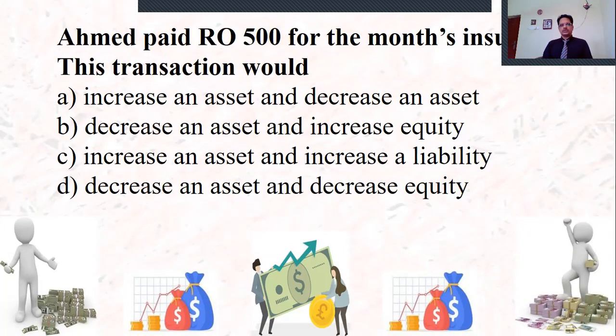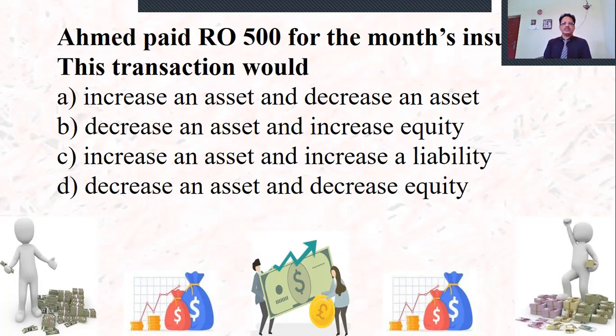So first question. It's a medium, moderate question, but it can be considered for diploma first and second years. It is a HOT question. Ahmed paid 500 riyals for the month's insurance. If any businessman paid 500 riyals insurance, you know already 2 things are happening: your cash is decreasing and insurance expense is increasing. Now we can check the alternatives. Increase an asset and decrease an asset.